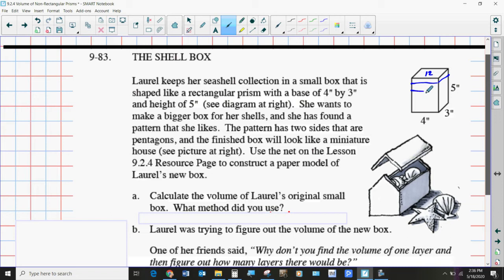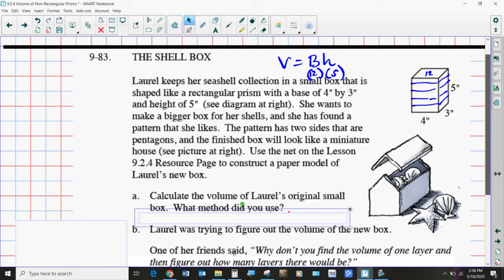So how many layers can you get out of this? Well, it's 5 inches tall, so you'll be able to get 5 total. What is this? 1, 2, 3, 4, 5 total layers. So 12 times 5 is going to give you 60, correct? So if you use our formula that says volume is equal to the area of the base times the height, and the area of the base is 12, the height is 5, just multiply 12 times 5. However, you may have chosen for this one to just multiply length times width times height. That would work as well, and you'd still get your 12 cubic inches.